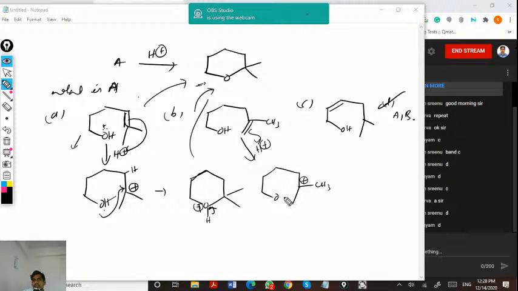Again NGP, resulting in this. So both A and B are going to give the product. So if it is C, what could be the formation? Okay, let's see.